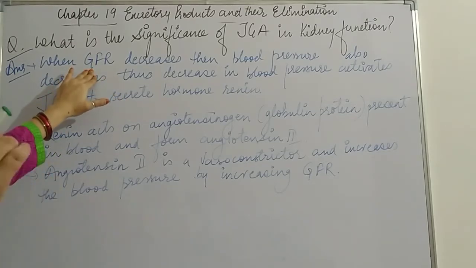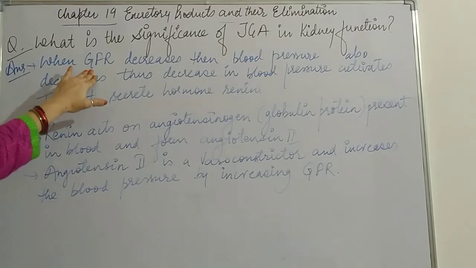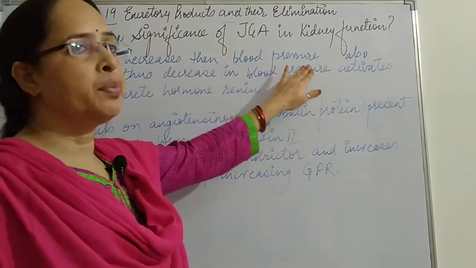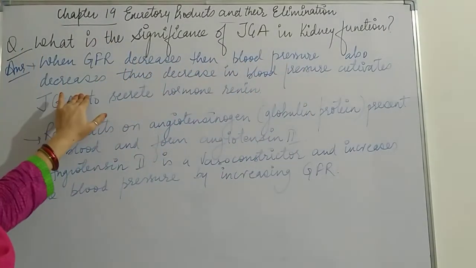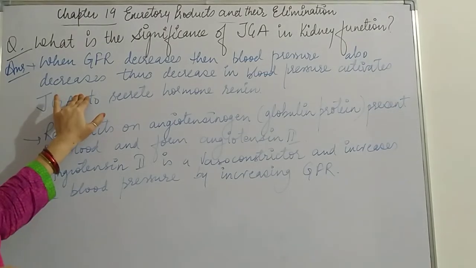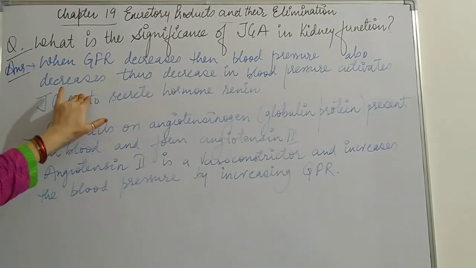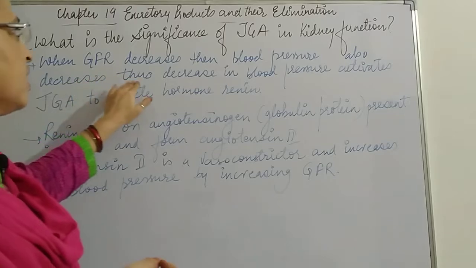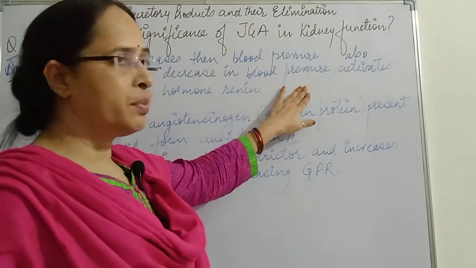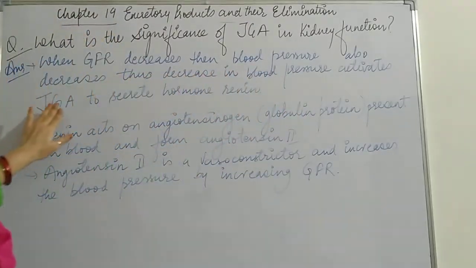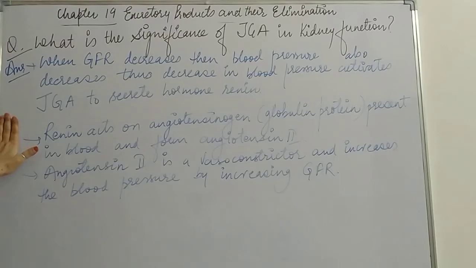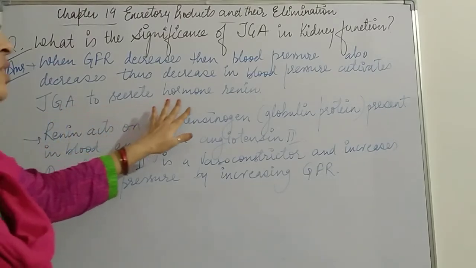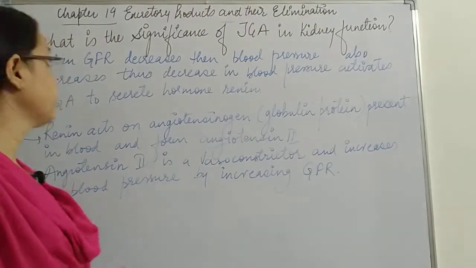And when this glomerular filtration rate decreases, the blood pressure also decreases, because the component is not there in the blood. So blood pressure decreases. This decrease in the blood pressure activates the juxtaglomerular apparatus to secrete the hormone renin.